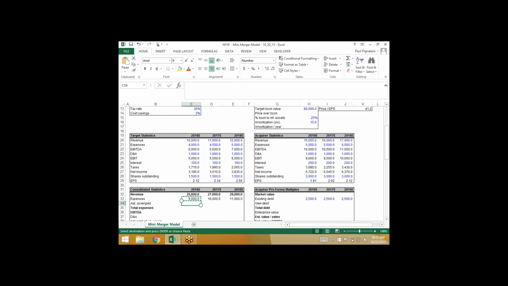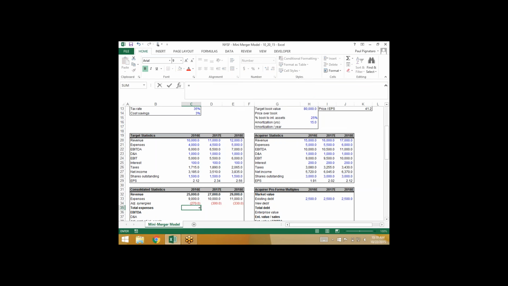So the synergies, I gave you an assumption here of 3%, which I will anchor so I can copy that to the right, times the expenses. We are reducing the expenses by 3%. Oh, made a mistake here. And I'm going to put this as a negative because it'll reduce our expenses. Copy to the right. Okay.